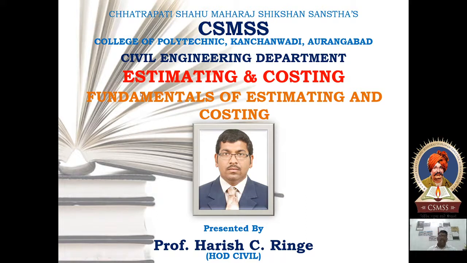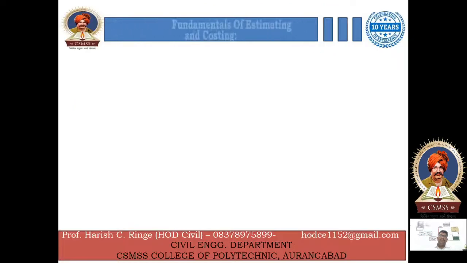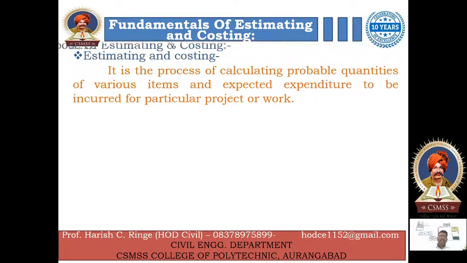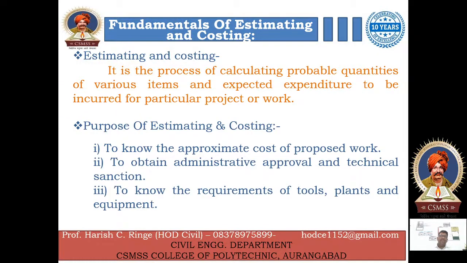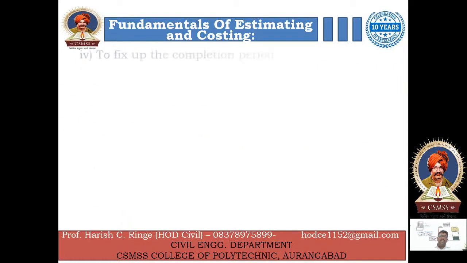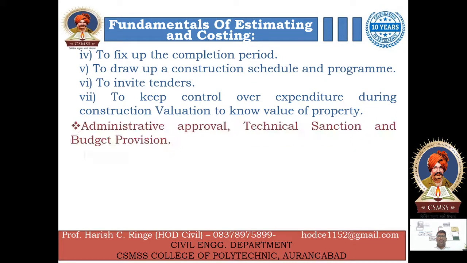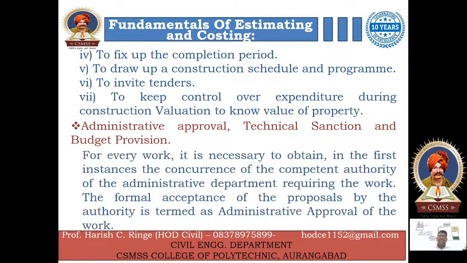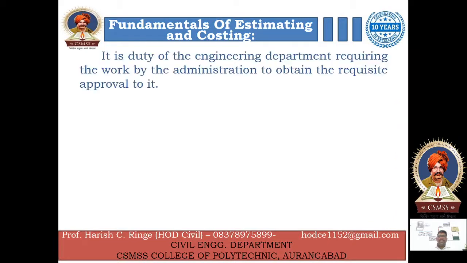As we are studying the fundamentals of estimating and costing, we have gone through the different basics of estimating and costing, wherein we have seen the definition related to estimating and costing. Then we have seen what exactly administrative approval is, and technical sanctioning.